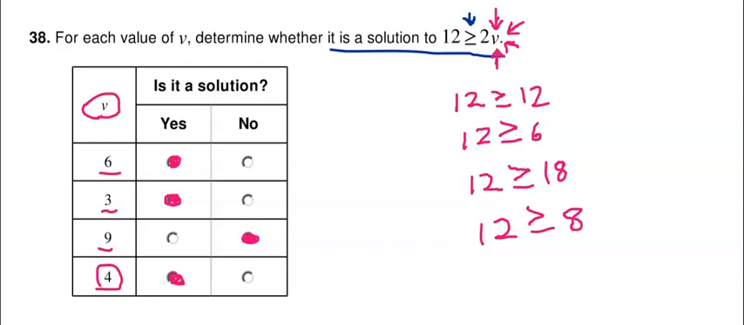So 3 of them are correct. Okay, so all we're doing is taking the number here, putting it in for v, and seeing if it actually matches up or is a correct inequality. So 3 of the 4 is correct. The only one that is not correct is this one because 12 is not equal to 18 and it's not bigger than 18.